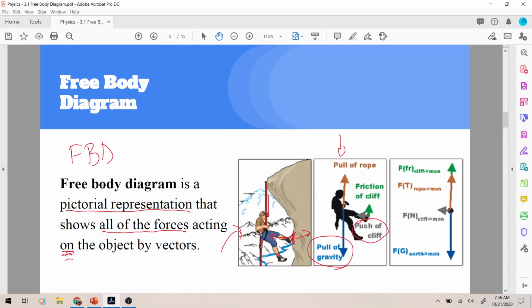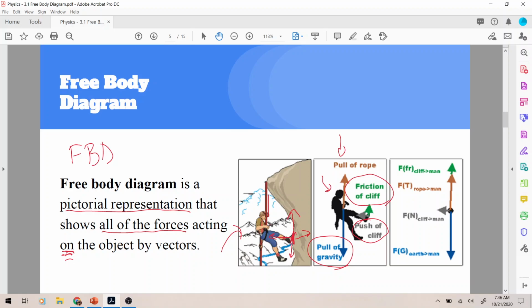And what else do we have? He is trying to push his foot down, and because of friction, which resists the downward movement, there is friction going up as well. Once you put all of those forces together, this is not yet the free body diagram, this is showing all of the forces acting on the person.